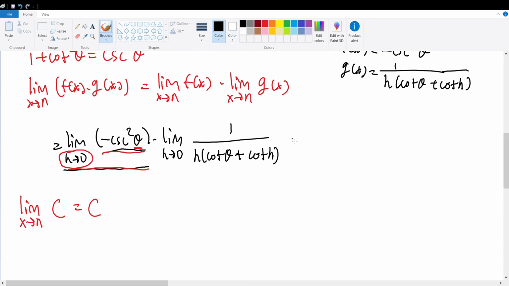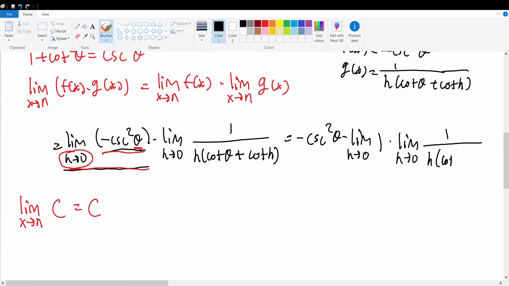So this becomes negative cosecant squared theta times the limit when h goes to 0 of 1, times the limit when h goes to 0 of 1 over h times cotangent theta plus cotangent of h. Now we can further evaluate this limit right here from this property of limits, which is that the limit of a constant is equal to that constant. And since our constant is 1, this limit evaluates to be equal to 1 altogether.